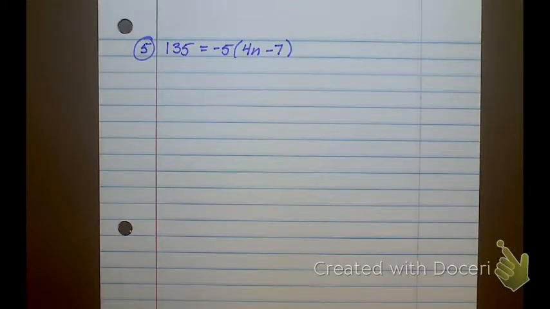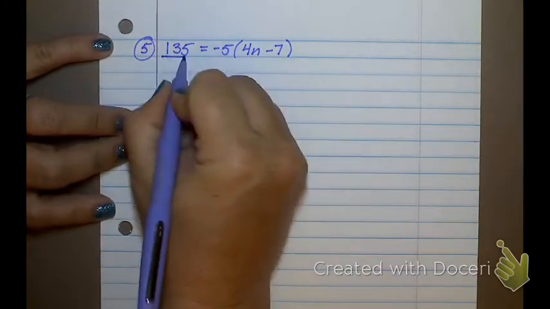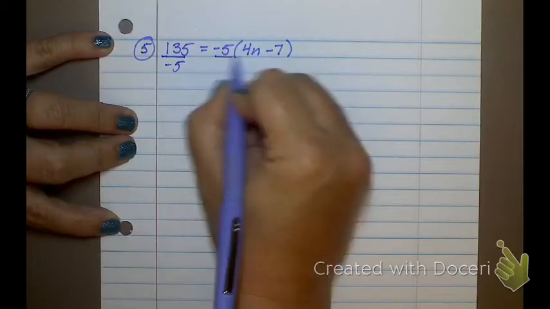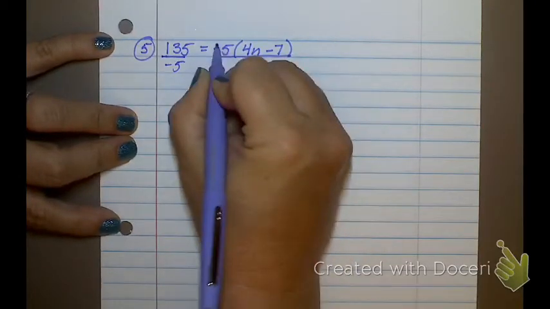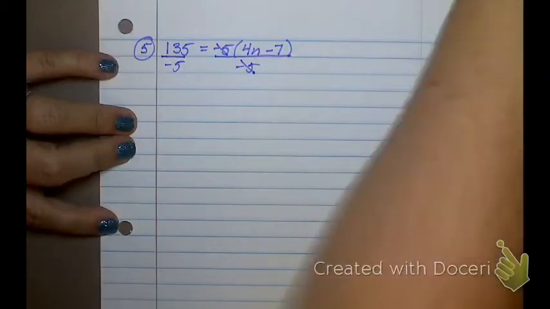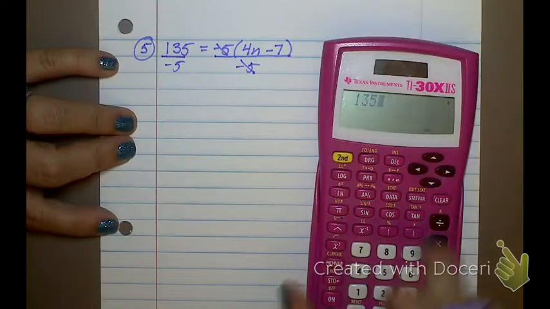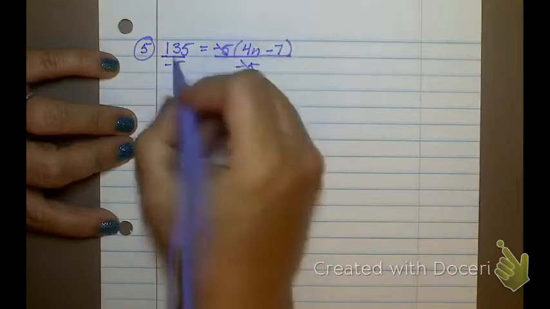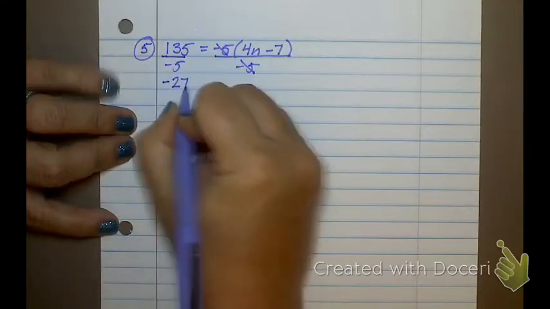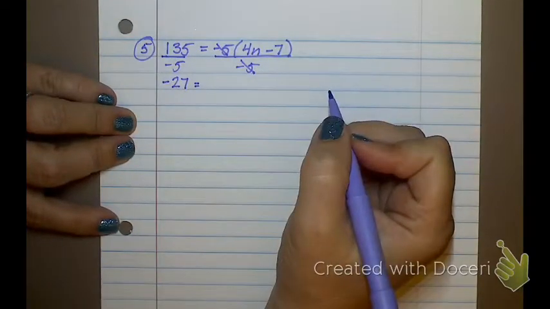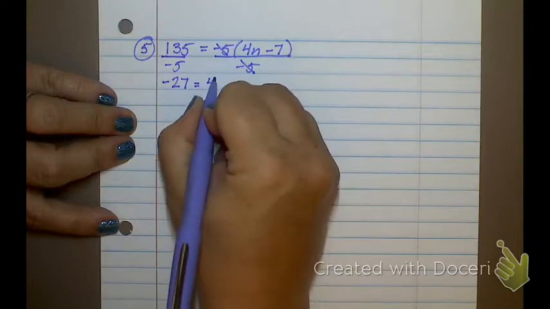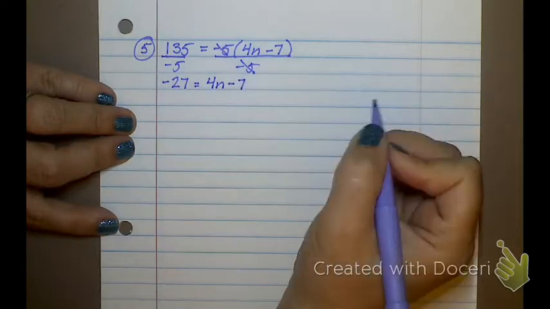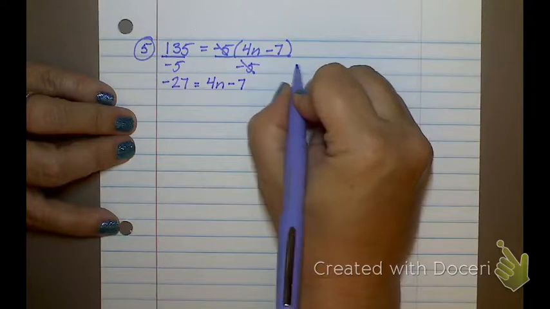What's my first step? Divide by what? So that's going to cancel. 135 divided by negative 5 is negative 27. And what do I have left on the right side? 4n minus 7. What property did I just use? DPOE.